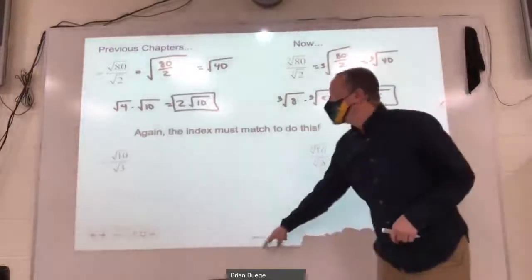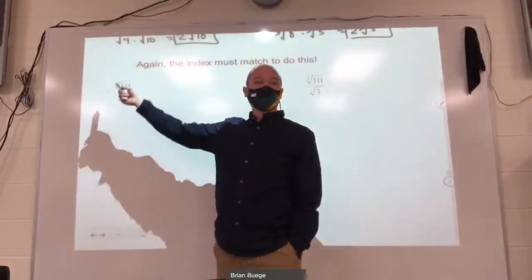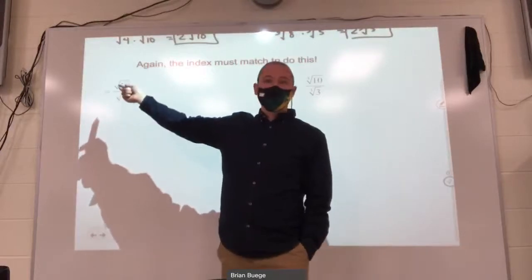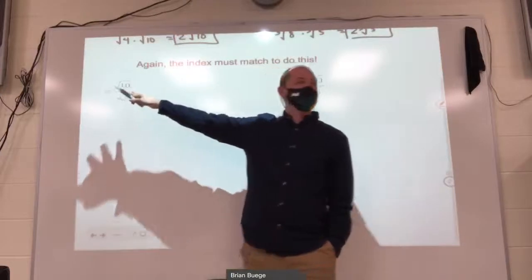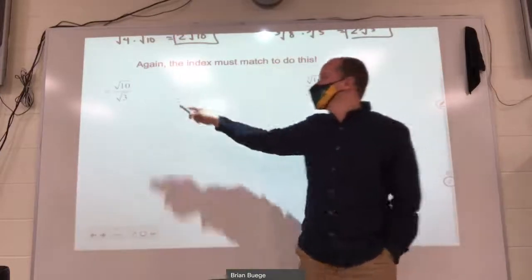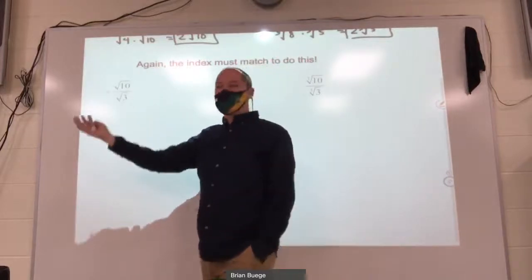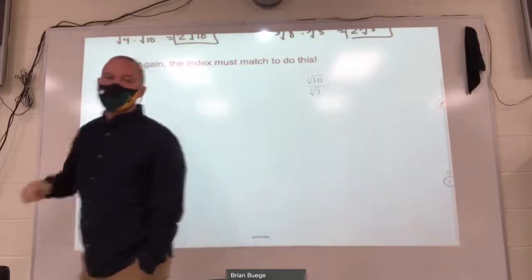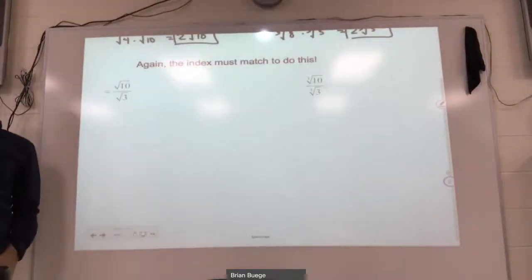For example, square root of 10 over the square root of 3. Well, 10 is not divisible by 3. 3 doesn't go into 10 nicely, so it's not really going to help us at all to turn this into the square root of 10 thirds, because I can't take 10 divided by 3 and simplify.